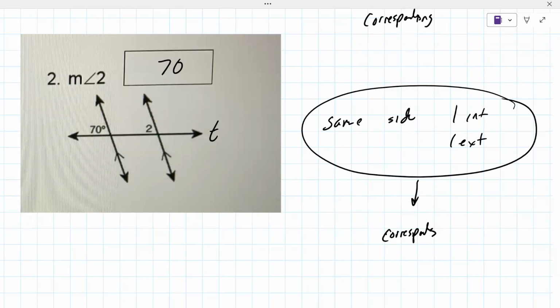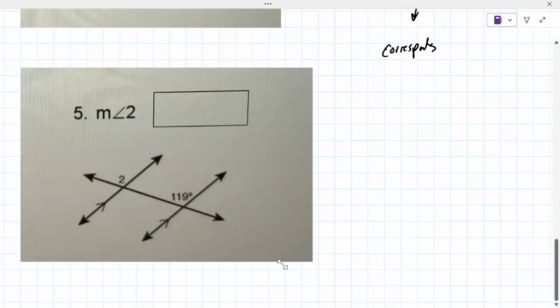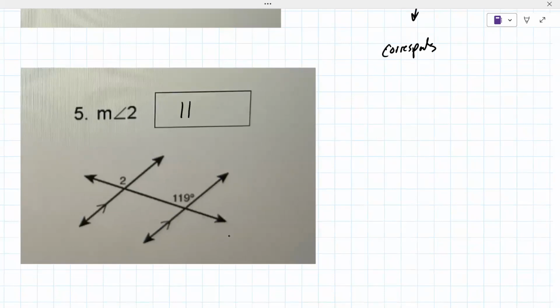Okay, let's look at number 5. We will go back and do 4. The answer is 119. Why though? Why is it 119? Oh, you don't need the degree symbol. Stop doing it. It also looks like a corresponding.